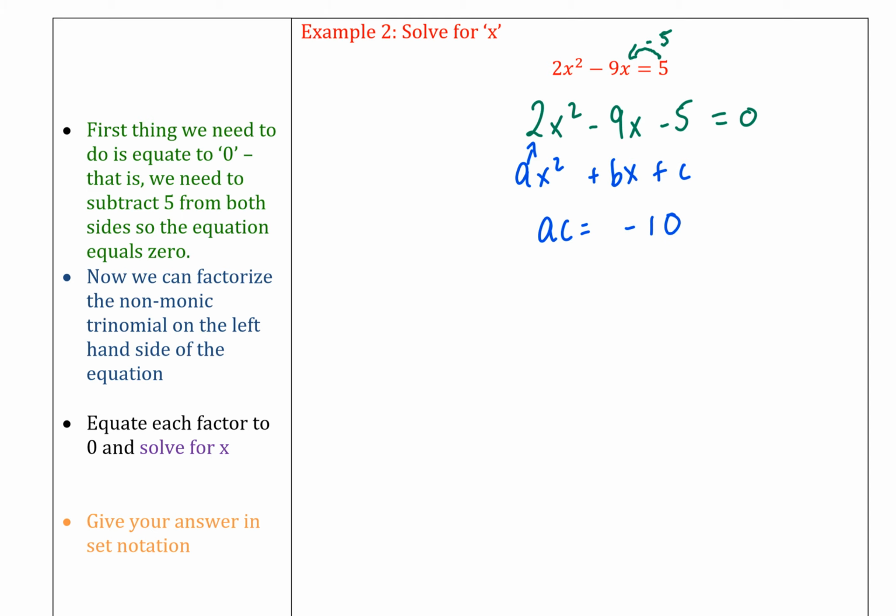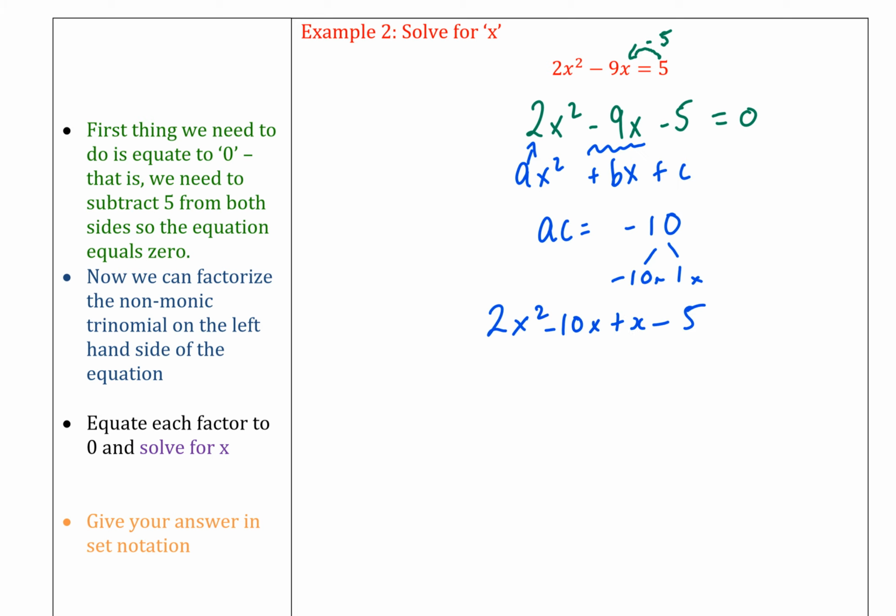Now, what are the factors of negative 10 that add up to negative 9? Well, of course, that's negative 10 and 1. So rather than just letting this be x minus 10x plus 1, there really are no shortcuts here. I'll need to replace that minus 9x with minus 10x plus 1x. So rewriting the expression, 2x squared minus 9x minus 5, I'm now changing this minus 9x to be minus 10x plus x.